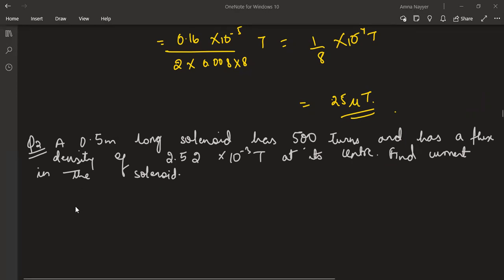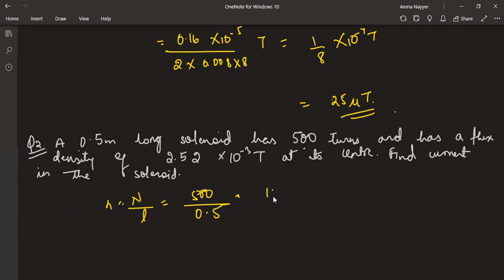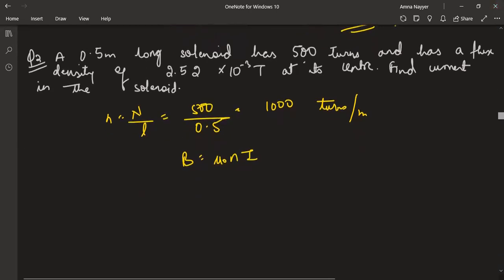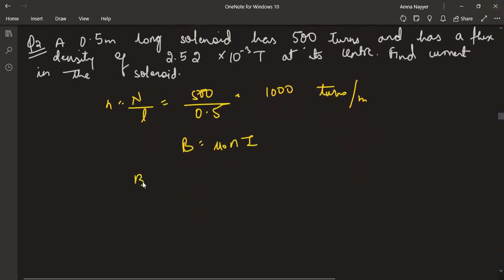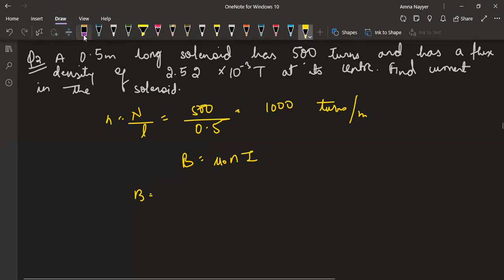See, solution for this. Number of turns per unit length we'll have to find first because this is a solenoid, as I've told you. So number of turns per unit length becomes 500 by 0.5. That will be 1000 turns per meter. Now formula is B is equal to mu naught N I. Now look here, what do we have to find? Current. Okay, current, I, we have to find out.